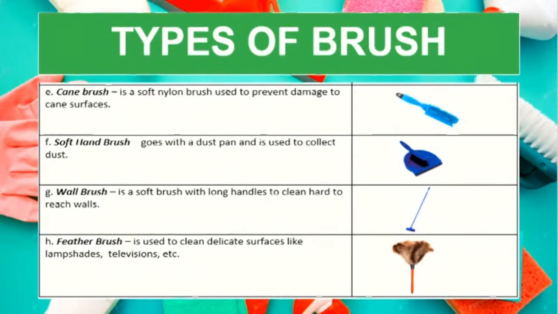Cane brush is a soft nylon brush used to prevent damage to cane surfaces. Soft hand brush goes with a dustpan and is used to collect dust. Wall brush is a soft brush with long handles to clean hard-to-reach walls. Feather brush is used to clean delicate surfaces like lampshades, televisions, and etc.